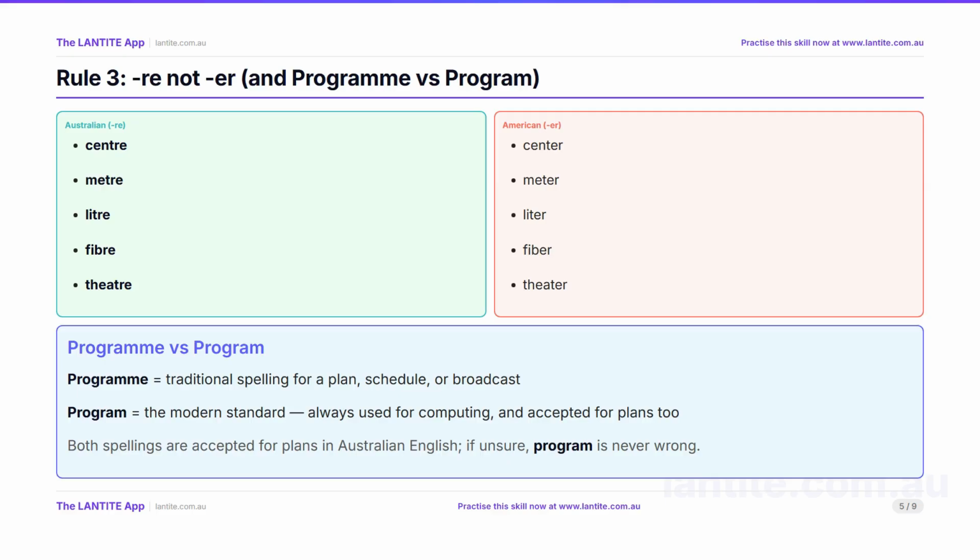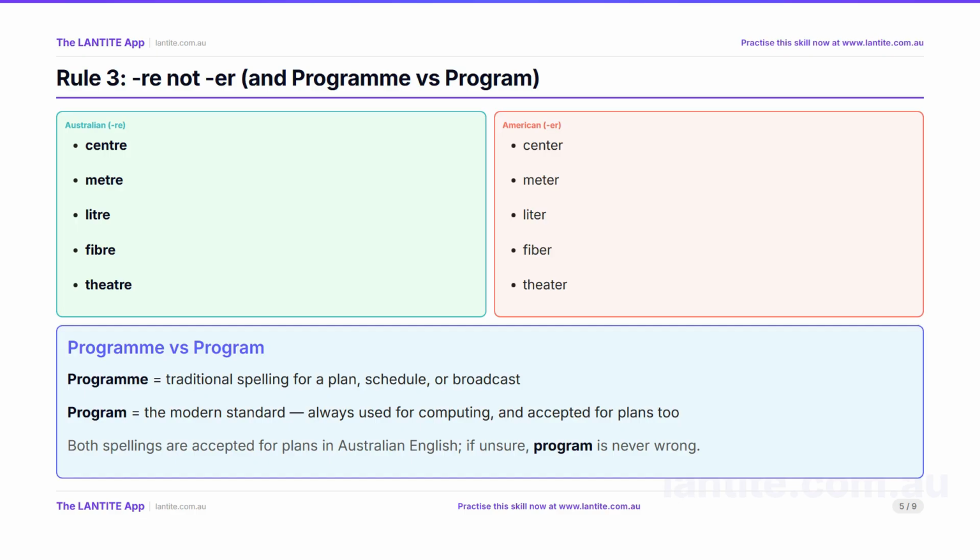Rule 3. Use re, not er. Centre, not center. Metre, not meter. Litre, not liter. Fibre, not fiber. Theatre, not theater. This is another pattern where Australian English follows the British convention.